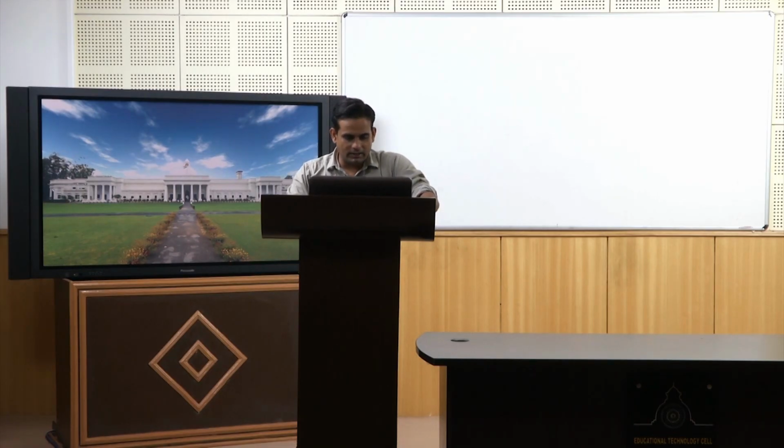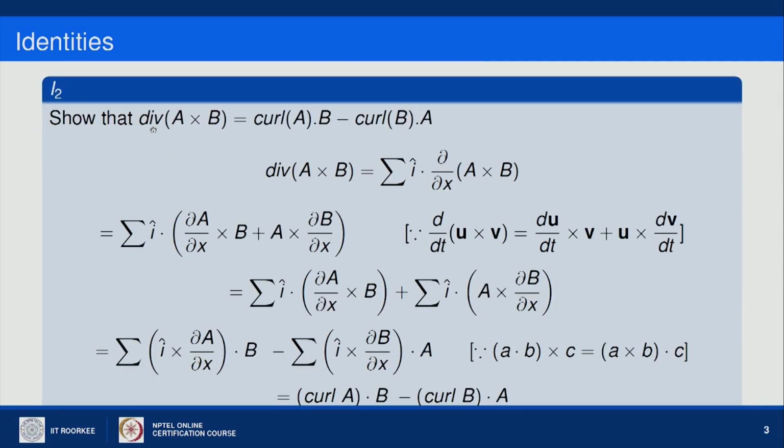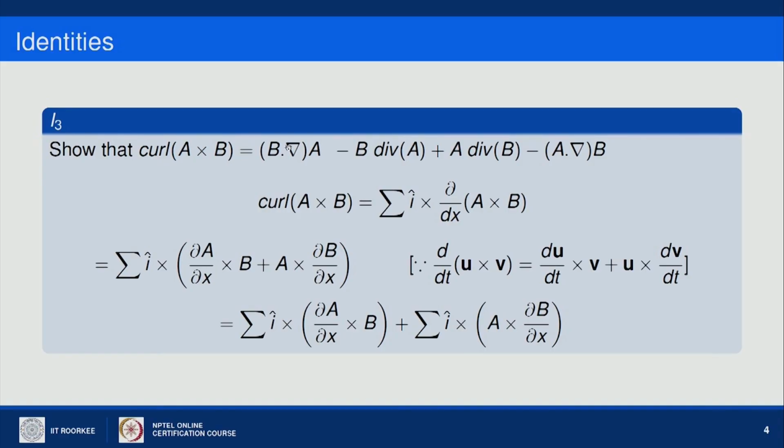The next identity, again a bit tricky proof, is saying that curl of A cross B, like in the earlier one we had divergence, now we are taking curl here, equals B dot del A minus B divergence A, plus A divergence B minus A dot del B. Please note that these two terms, B dot del and A dot del, are basically operators. And how can I define these operators?